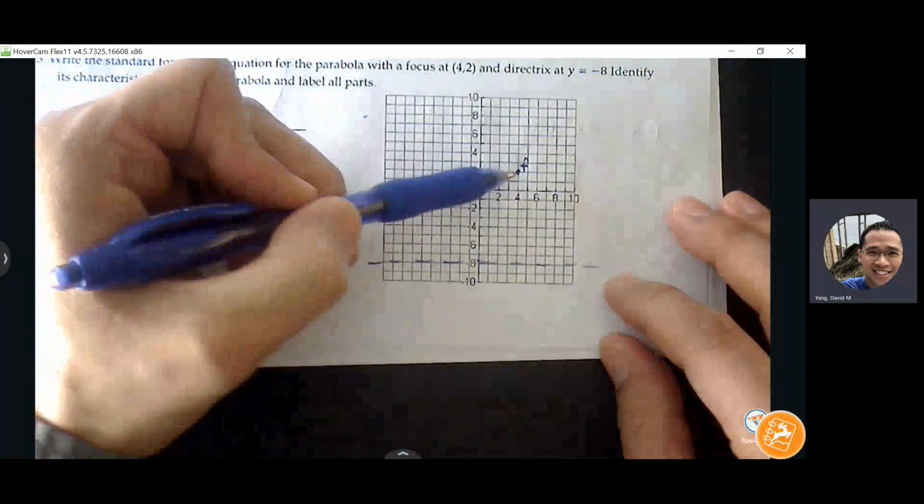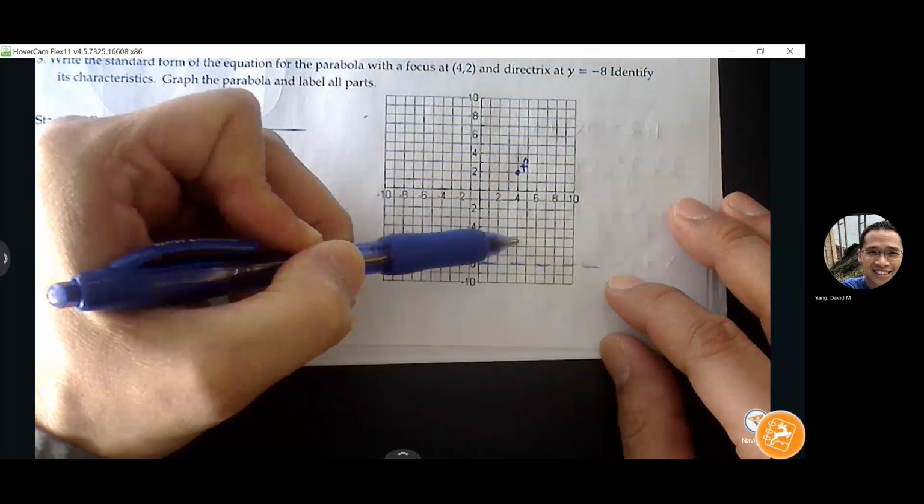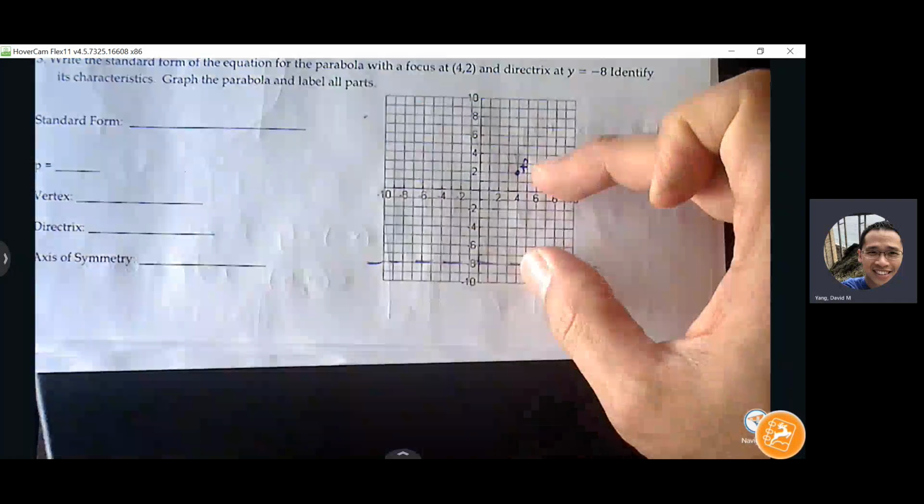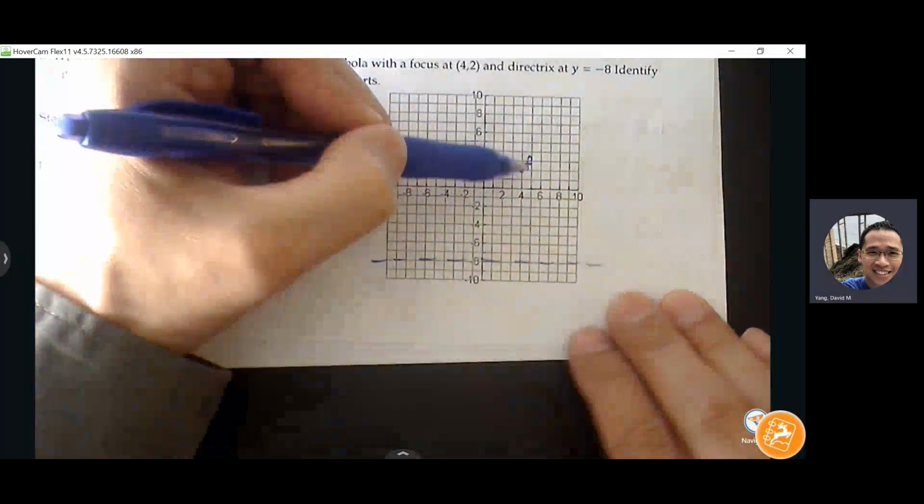So I'm going to count the distance here. 1, 2, 3, 4, 5, 6, 10. So 10 units separate them. So that means if I go 5 units between them, the vertex must live there.